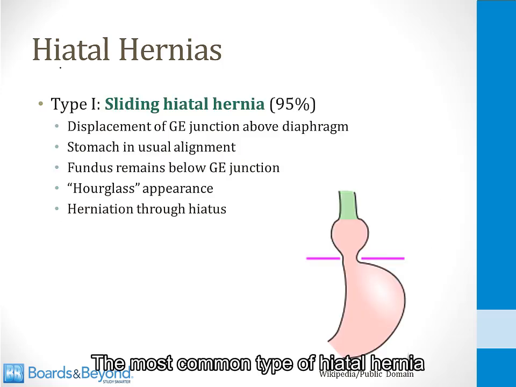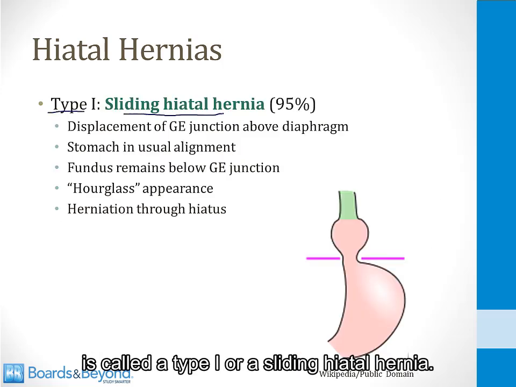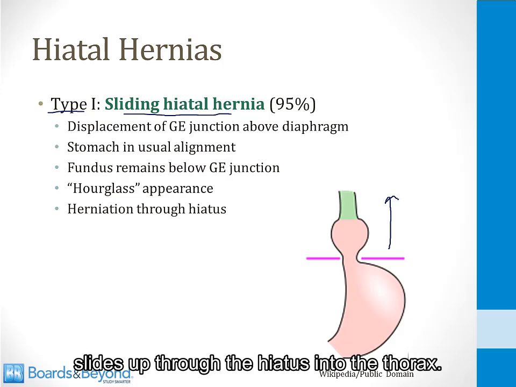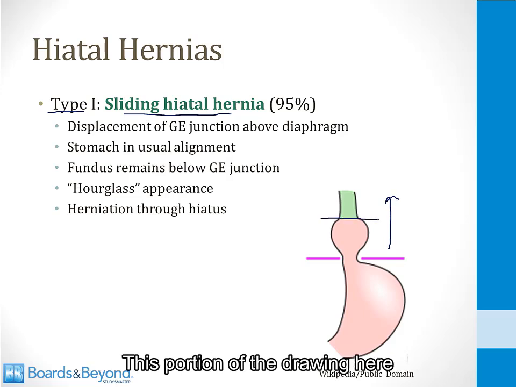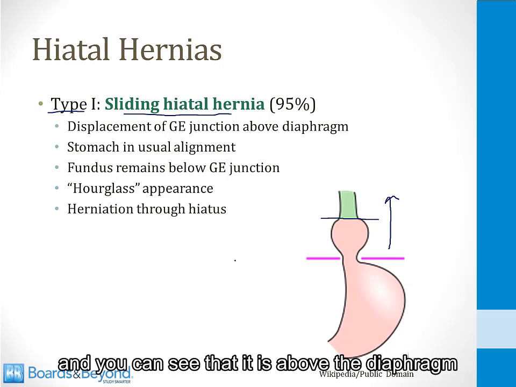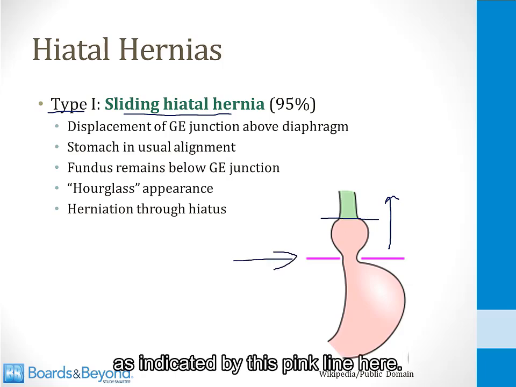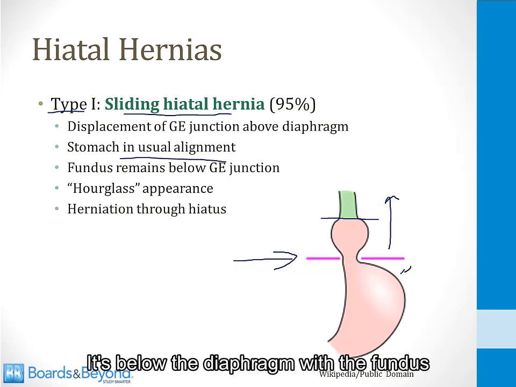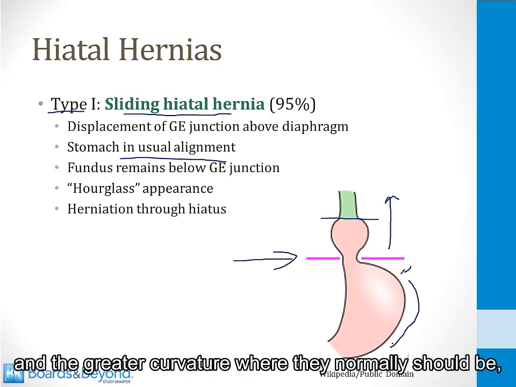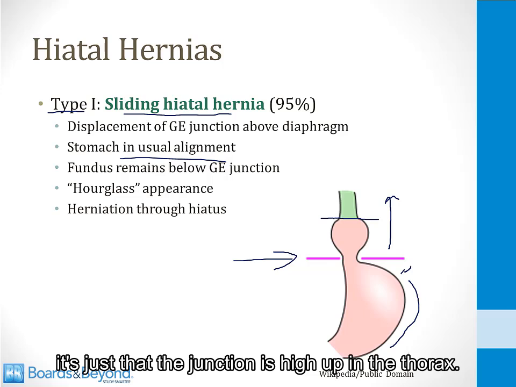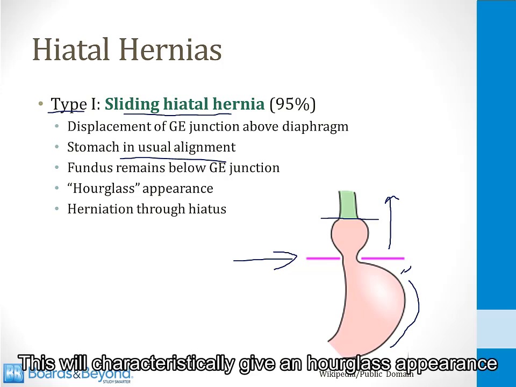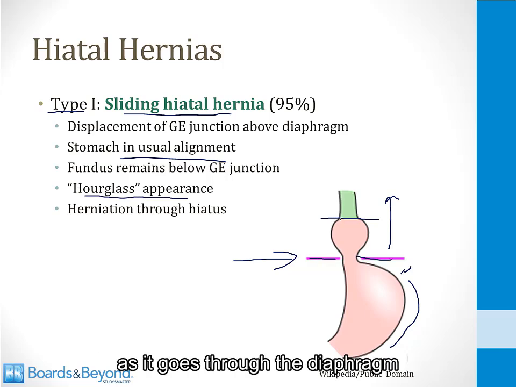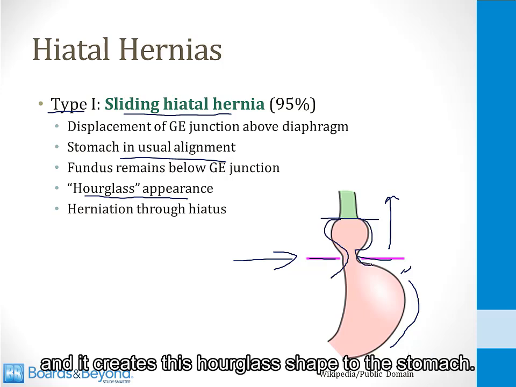The most common type of hiatal hernia is called a type 1 or a sliding hiatal hernia, and this is where the gastroesophageal junction slides up through the hiatus into the thorax. This portion of the drawing here is the normal gastroesophageal junction, and you can see that it is above the diaphragm as indicated by this pink line here. The stomach is in its usual alignment. It's below the diaphragm with the fundus and the greater curvature where they normally should be. It's just that the junction is high up in the thorax. This will characteristically give an hourglass appearance on imaging of the stomach because the stomach is being pinched as it goes through the diaphragm, and it creates this hourglass shape to the stomach.